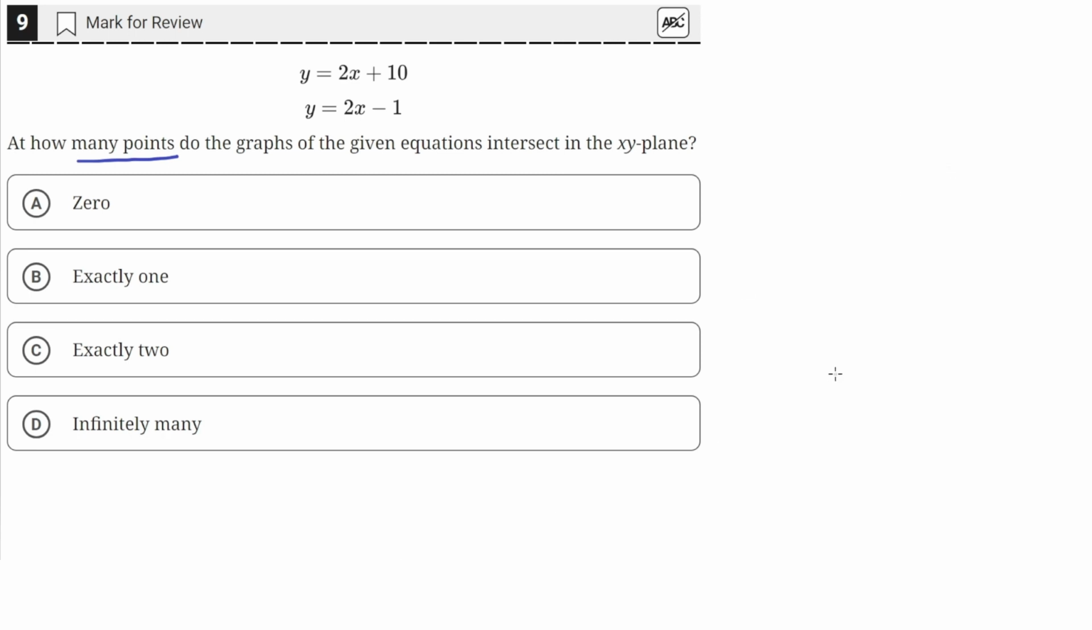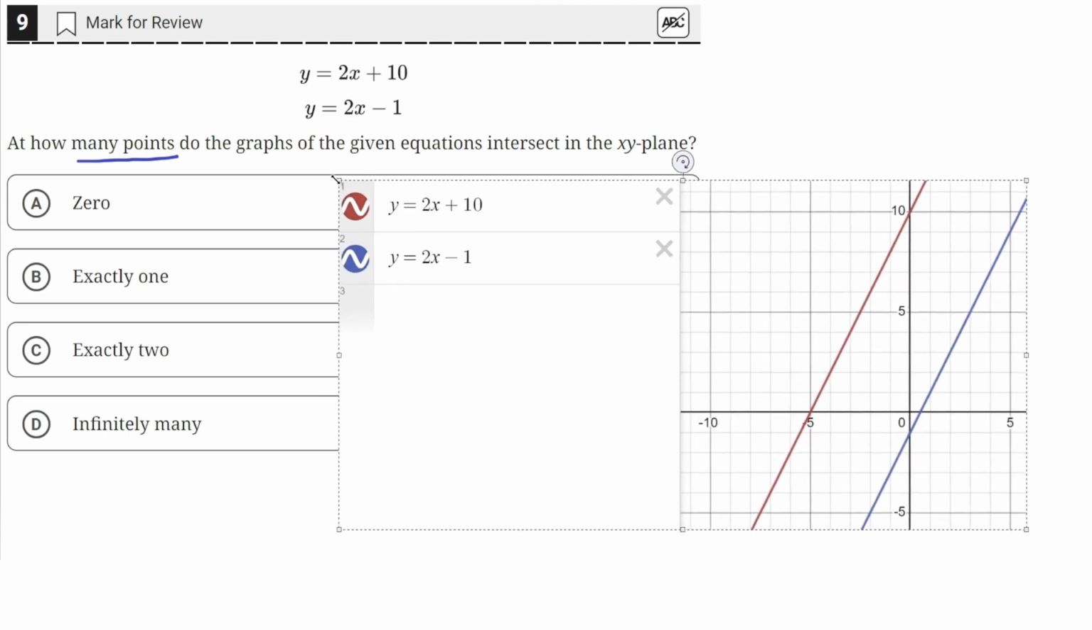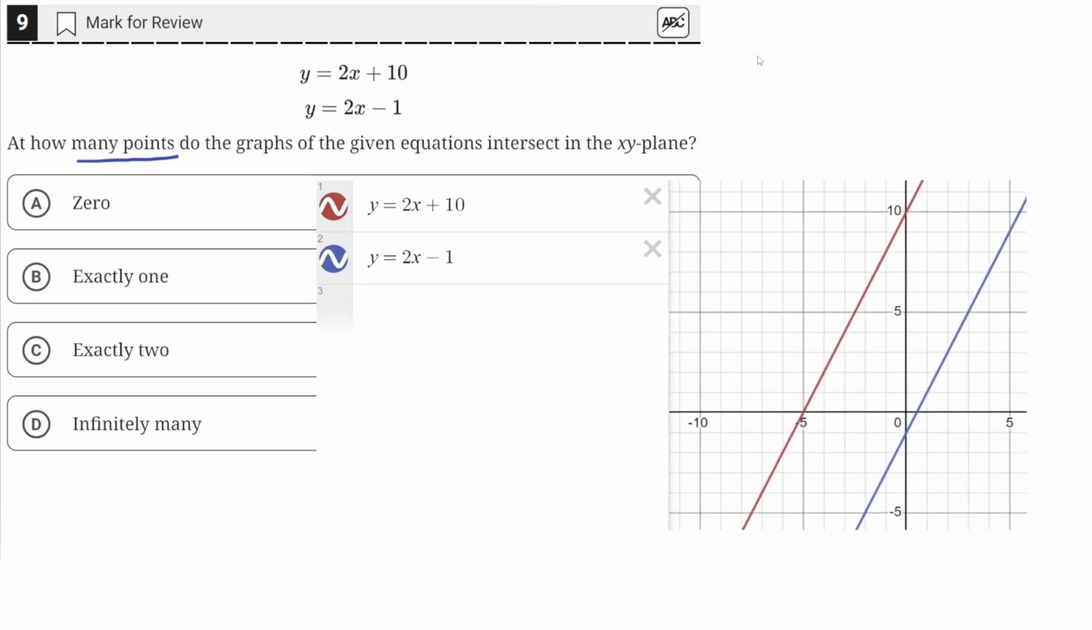Okay, so I've graphed these two lines in Desmos, which you can do on the testing application. So this is y equals 2x plus 10 and y equals 2x minus 1. The red line is 2x plus 10 and the blue one is 2x minus 1. And as you can see from this graph, these graphs have the same slope. The slope of both of these graphs is 2.